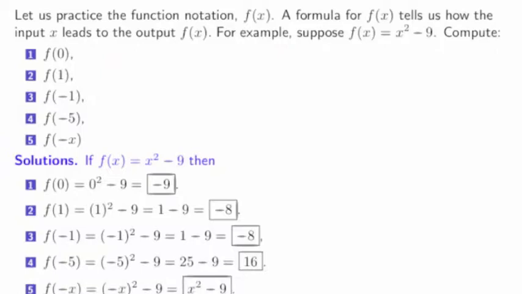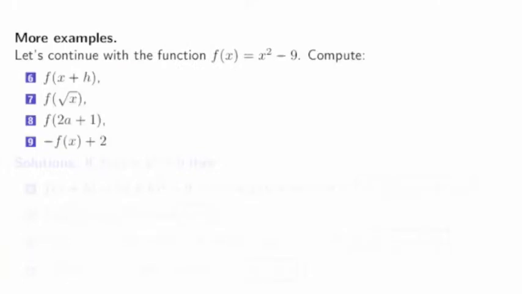If you drop minus x into your function, you square minus x, which is x squared. Then you subtract 9, and you get x squared minus 9. So here are 5 examples of the function notation. Let's look at some more complicated examples. Same function. Let's compute f of x plus h, f of square root of x, f of 2a plus 1, and then finally minus f of x plus 2.